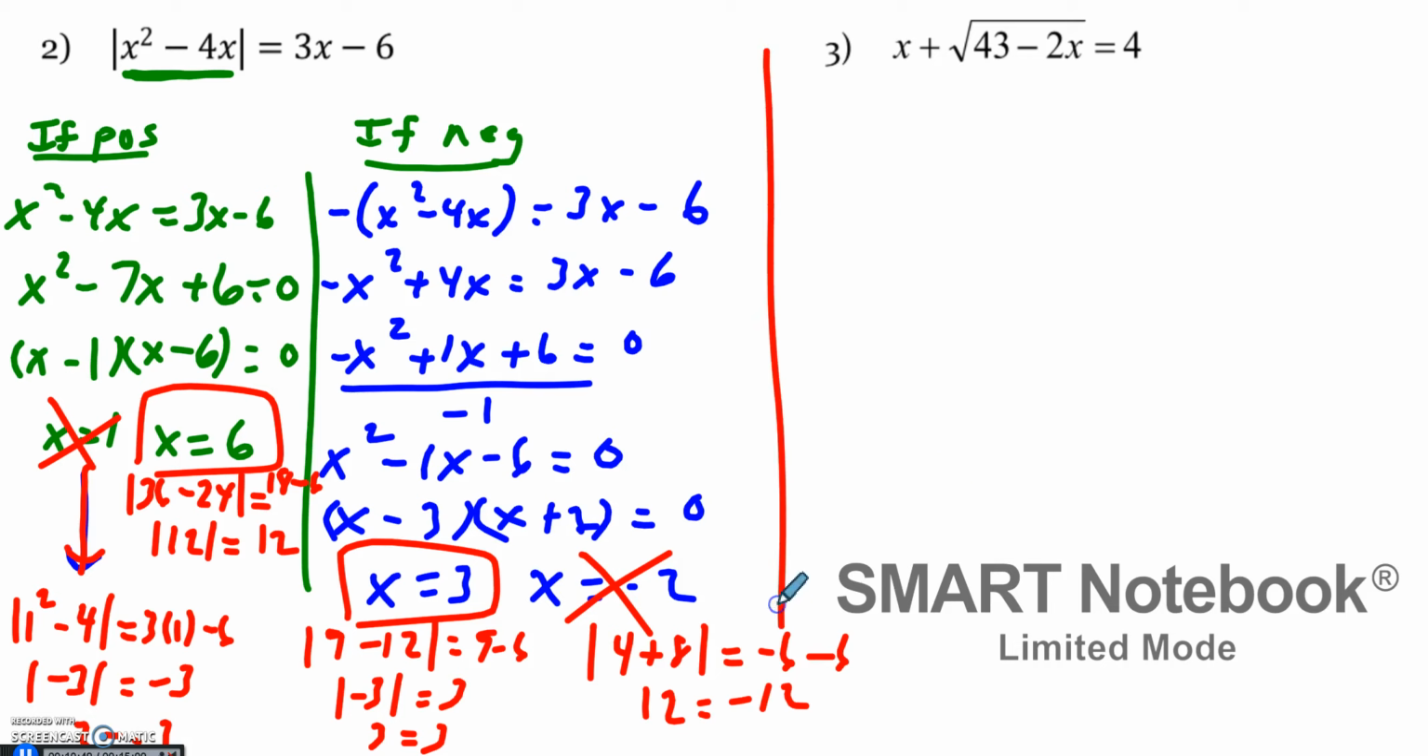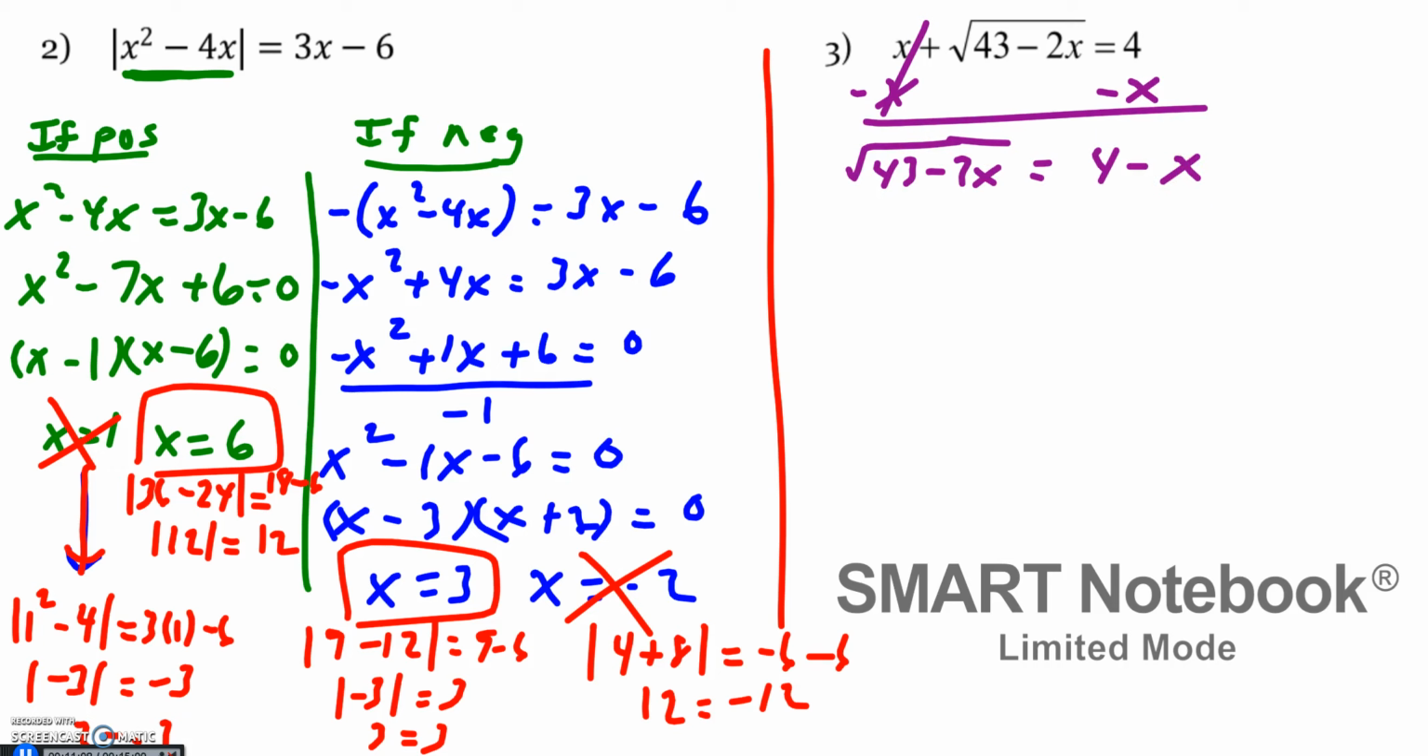Number 3, this is a square root function or a radical equation. And if we'd like to solve this one, you would like to always get the radical to be isolated first. So the first thing I'm going to do is move x to the other side. And so I'd have the square root of 43 minus 2x, all under the square root, equals 4 minus x, because these are not like terms. Now, at this point, we cannot move the 2, we cannot move the 43, because they're all underneath the square root. So what we have to do is square both sides.